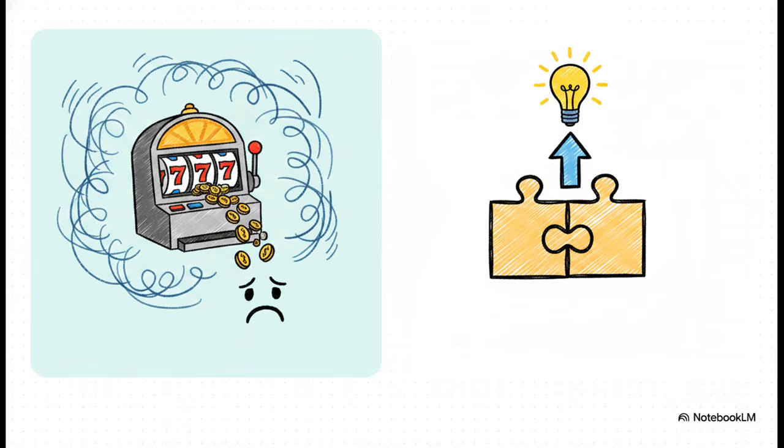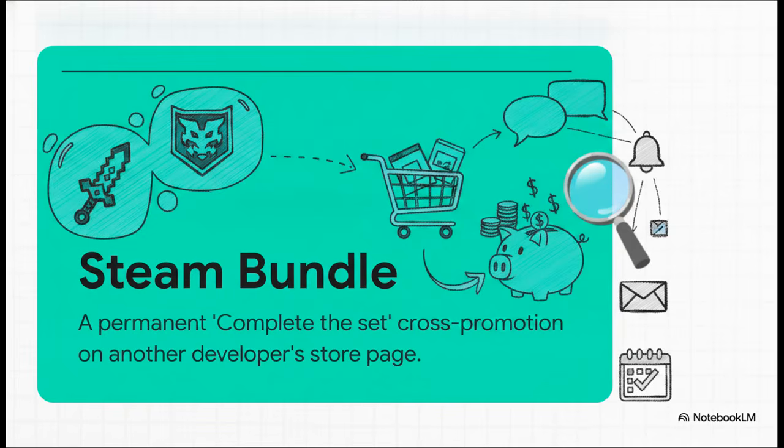But then, on the right, we have this brilliant, often completely overlooked alternative, the bundle strategy. This is all about securing permanent free visibility by essentially borrowing another developer's audience. You get this prime placement right in the complete the set box on a partner's page. It's a wildly strategic move, but so many indies skip it just because they think it's too much of a hassle.